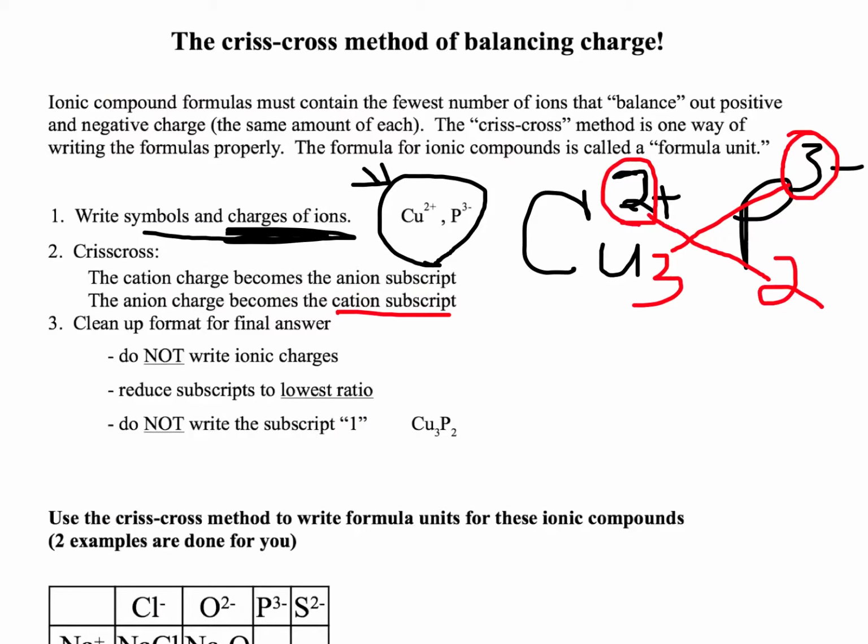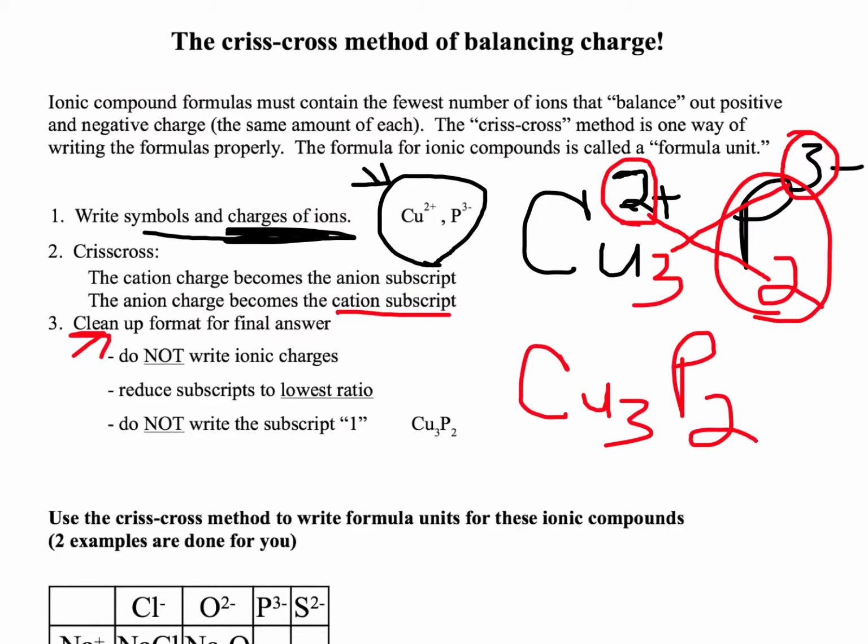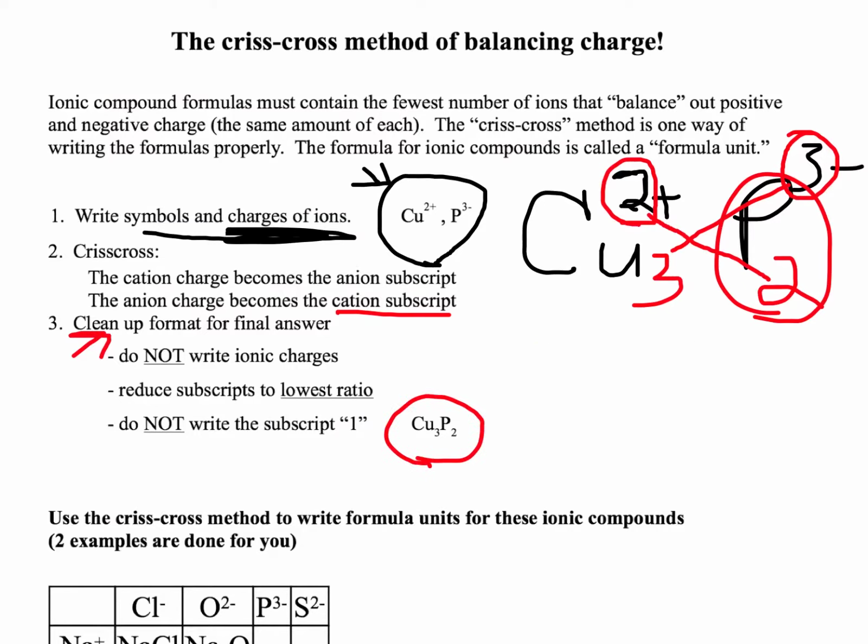So now we have to clean up the format for our final answer. So when we rewrite this, what we're saying is that we have 3 coppers, and 2 phosphide. This is our final answer. And let's look and see why that makes this now a neutral compound that does not have ionic charges.